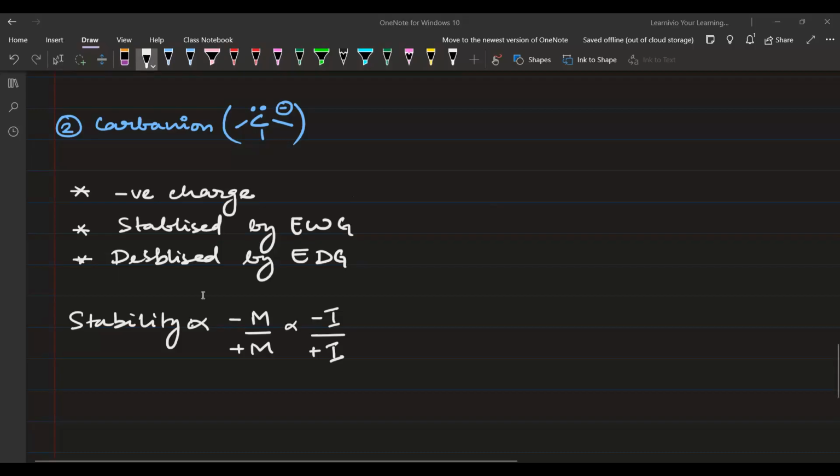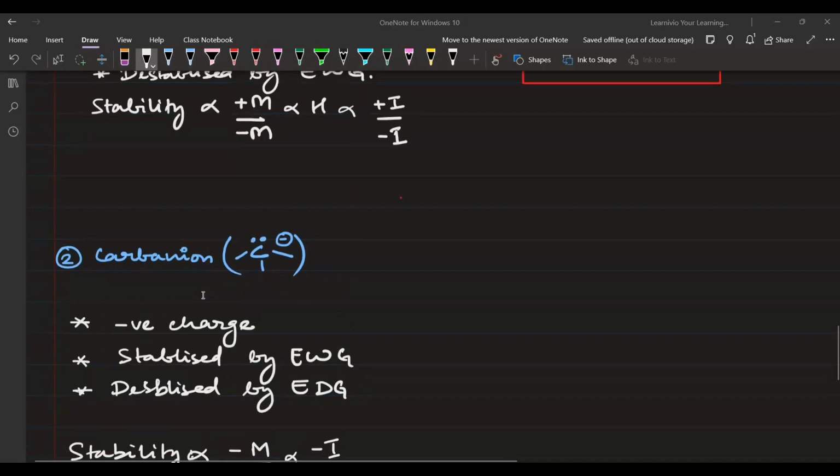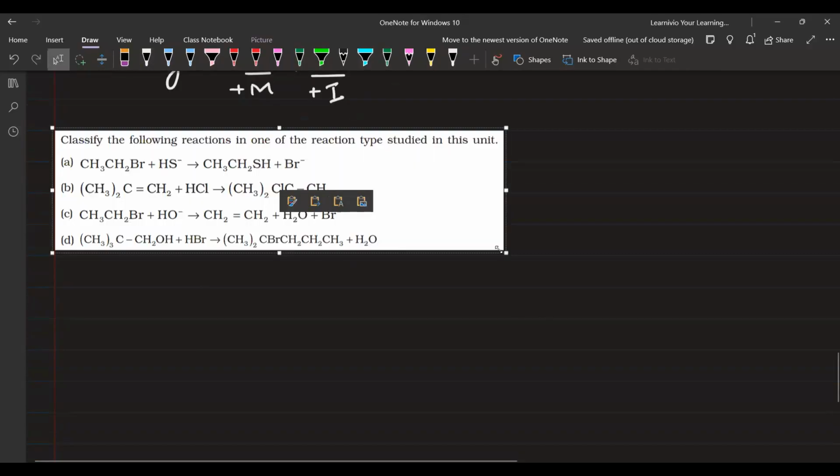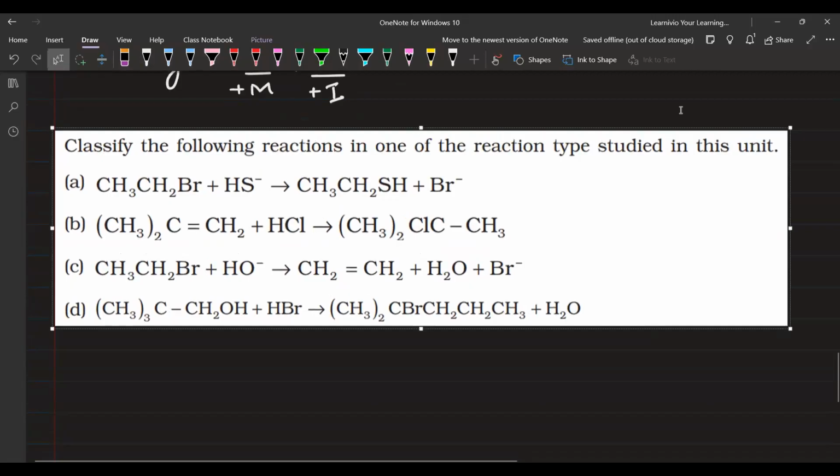ठीक है. Now there is a topic of different types of reactions: substitution, elimination, addition, and rearrangement. So rather than talking about it, I'm going to give you guys a question and we can discuss this question. ठीक है, ध्यान सुनिए जरा.